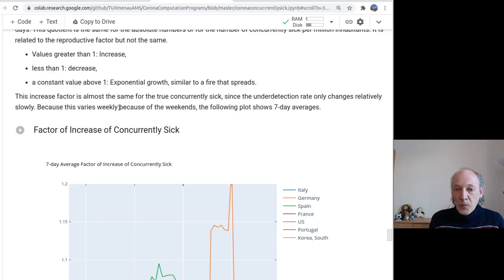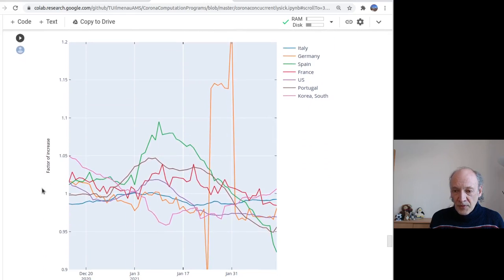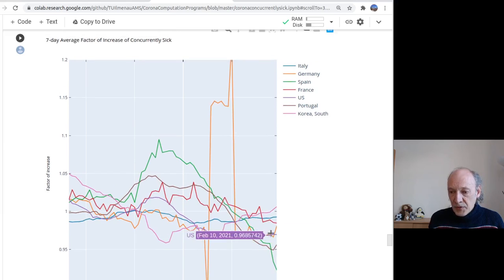Because this varies weekly because of the weekends, the following plot shows 7-day averages. So I computed this ratio, but then averaged over 7 days because of these weekly fluctuations of case numbers. And here you can see the result. So again, orange is the numbers from Germany. And you can see here this peak is basically coming from this artifact where we had this data inconsistency, where basically at one point data was delayed. So ignore this part. The curve should actually continue on this path here.